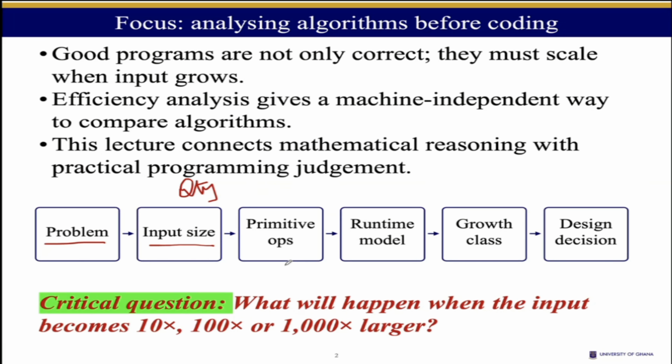On the other side, in the reality of programming, this is going to be all your arithmetic and logic operators: my addition, subtraction, and multiplication operations. Then how is the thing going to run? A runtime model. Then the growth: when I put rice of a certain quantity, by the time you finish cooking, it has grown to a certain level.